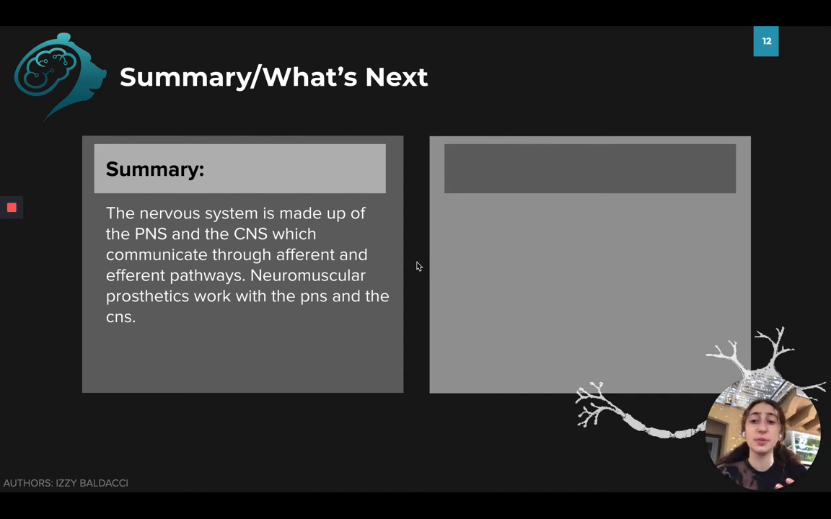The neuromusculoskeletal prosthetic works with both the peripheral nervous system and the central nervous system by allowing for communication, connecting to both the nerves and the muscles, as well as the skeleton. By maximizing these points of communication, we are able to send more information to the brain and allow the brain to send more information to the prosthetic.